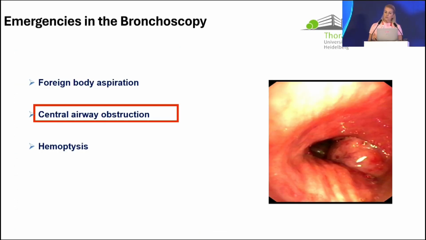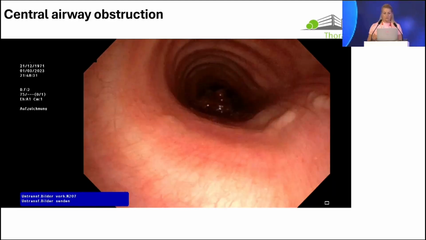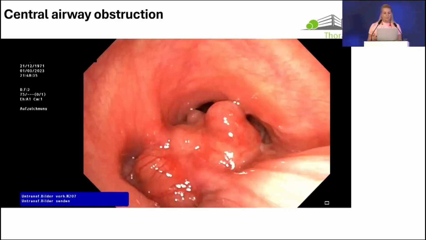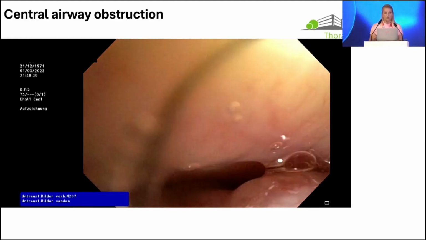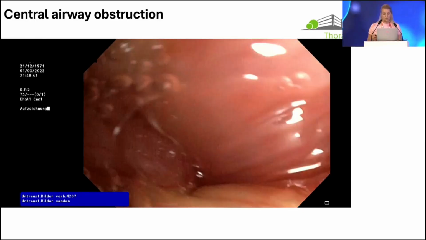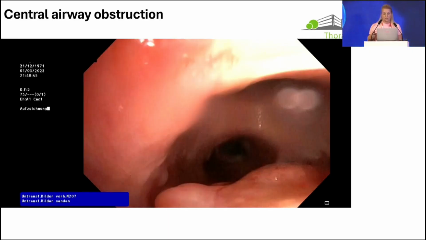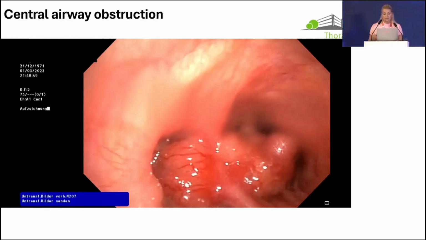Going to the second part, the central airway obstruction. I have here the next video. This was a patient, 50 years old, female, with cough and shortness of breath. First diagnosis: an obvious lymph node coming into the central airways, station 7. This was a central tumor, but we didn't have a diagnosis up to then.